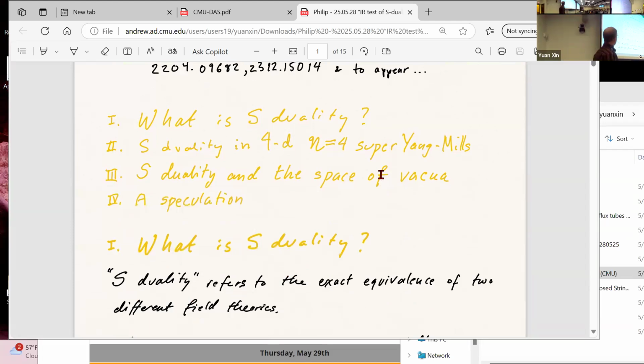First of all, I'm going to spend a bit of time just reminding you what S-duality is and what the S-duality predictions or conjectures are for N equals 4 super Yang-Mills, and then very briefly tell you what the computational challenges are in our test, and then end with an interesting possible refinement of S-duality.